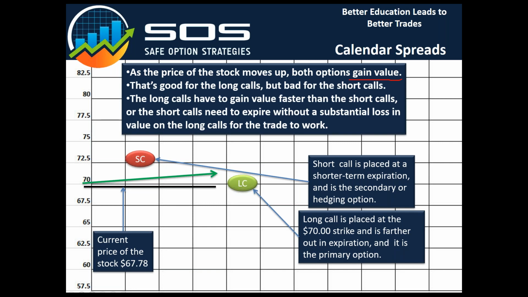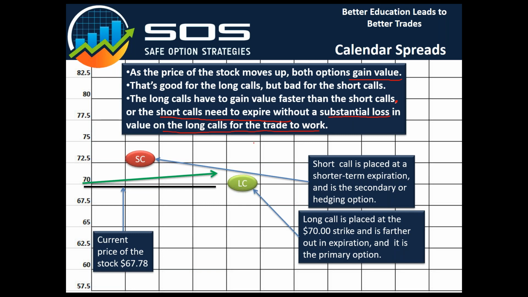But here's what's different about a calendar spread, because if we just stopped right there, if we put a period right here and said, that's it, the long calls have to gain value faster than the short calls, that's incomplete. That's where you use a bull call spread. A calendar could also profit if the short calls lost a lot of value or maybe even expired without a substantial loss in the value of the long calls.